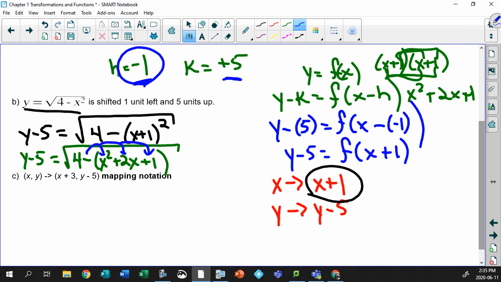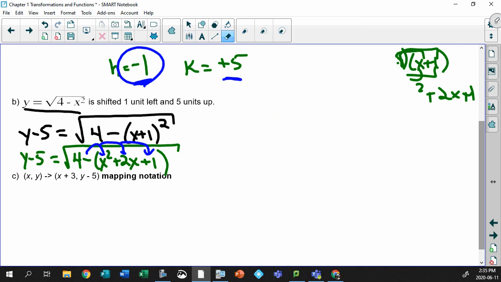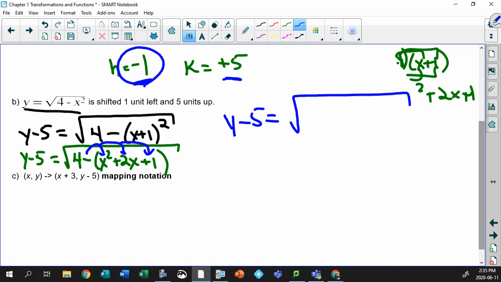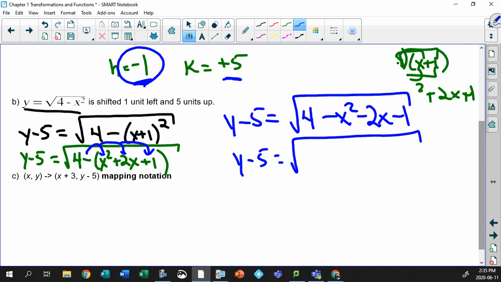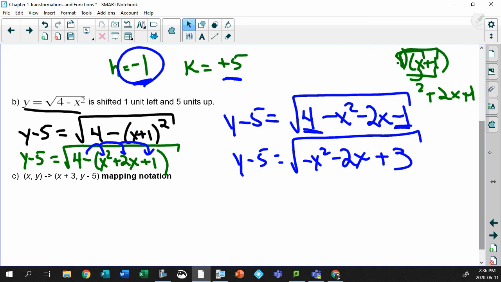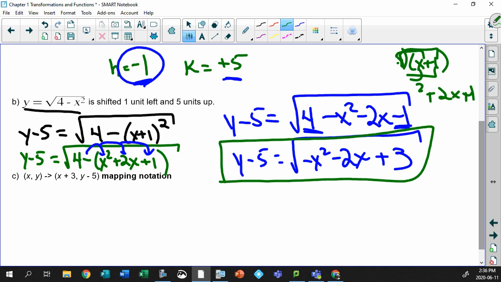This becomes, now I'm running out of room. Clean it up a little bit. Okay, this now becomes y minus 5 equals 4 minus x squared minus 2x minus 1. This becomes y minus 5. Just clean it up. All we're doing is just some simple little algebra. Minus x squared minus 2x combined plus 3. There you go. There's the new equation. And you can actually put this on your calculator and you'll see that it switches things around.